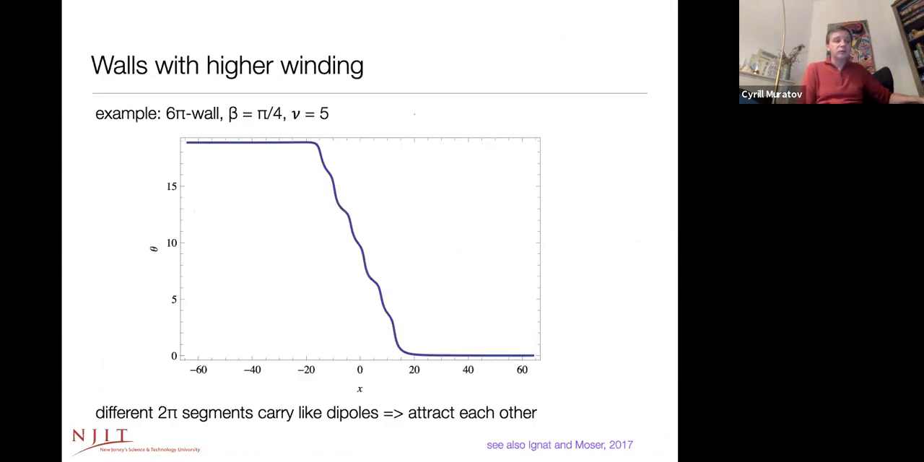And well, that's not all. In fact, numerically, one can see walls with higher winding numbers, and they are stable because they consist of several 360-degree walls glued together, each of which carries a dipole moment, and dipoles in sequence attract. So this creates bound states.